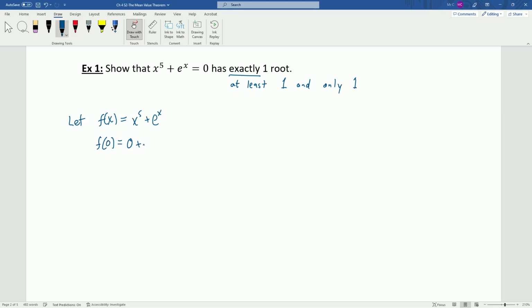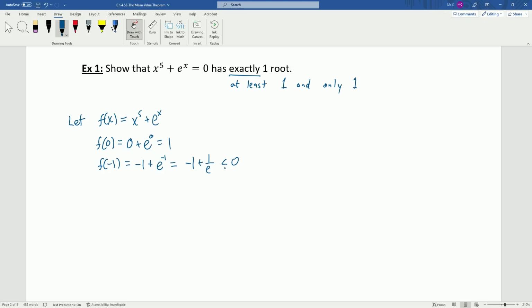Okay, that gives me 0 plus e to the 0, which is 1. And I'd like a negative value because I want to show that it has to equal 0 somewhere. So let's try negative 1. Then I get negative 1 to the 5th power, that's negative 1, plus e to the negative 1st power, that's negative 1 plus 1 over e. But 1 over e is like 1 divided by 2.7-ish, something like that, right? So that's about 1/3. So this is minus 1 plus 1/3. This is definitely less than 0, which is the part that's important.